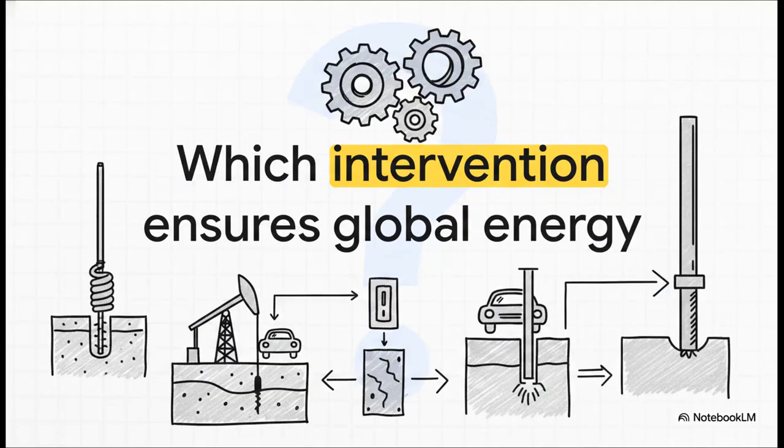The next time you flip a light switch or start your car, think about the immense, complex engineering working miles below the Earth's surface to make that energy possible. We've seen how wells get sick, how engineers meticulously diagnose the symptoms, and the massive mechanical surgeries required to bring them back to life. So whether it's the elegant flexibility of coiled tubing or the brute, rigid force of snubbing, which intervention do you think is the most vital to safeguarding the longevity of our global energy infrastructure?